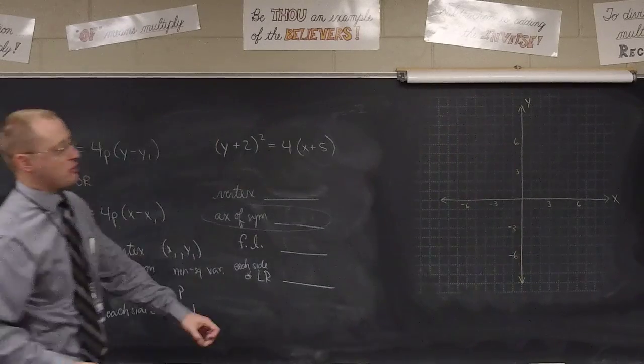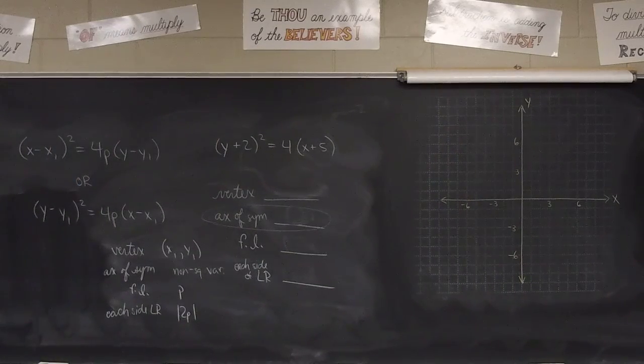If you haven't already, you might have worked ahead of me here. Go ahead and do your analysis: vertex, axis of symmetry, focal length, and each side of the latus rectum. I was right. Quentin had already done all of it, and so had Jamie. So if you haven't and you're watching on YouTube, pause for a minute, but they're already done.